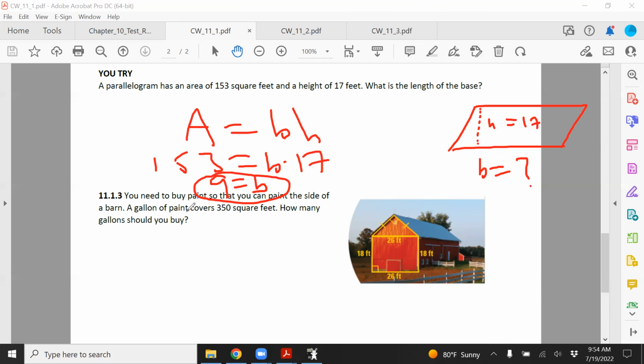And then lastly, you have a barn. You're painting the side of a barn. And you have a gallon of paint that covers 350 square feet. How many gallons should you buy? Actually, in real life, painters have to figure that out. We painted a couple rooms in our house just a couple months ago. They had to figure that out, right? So first of all, you're going to do 18 times 26 for the rectangle part.